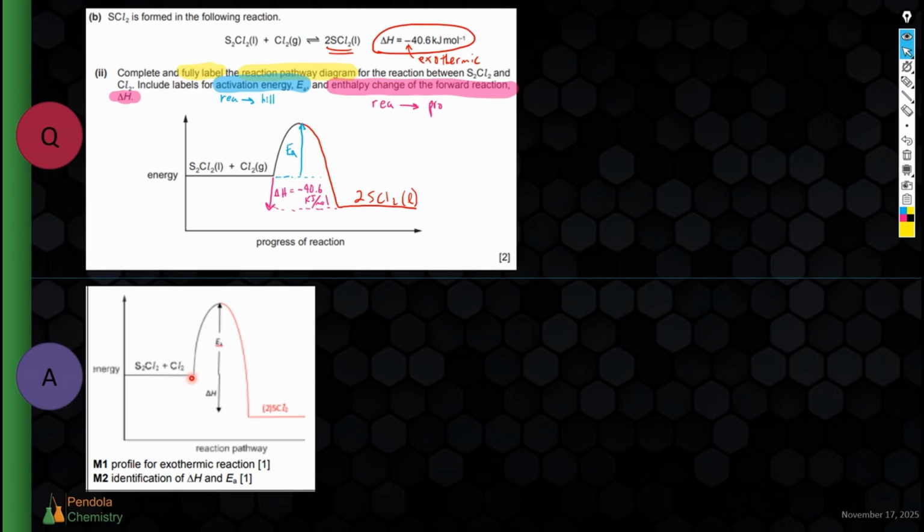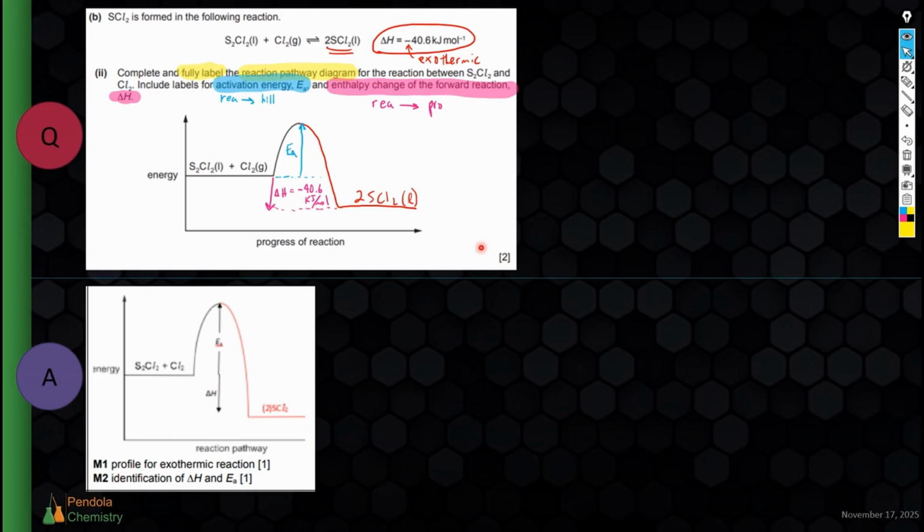It's fine. And then the activation energy is from the reactants up to the hill, and we have a label as EA. The enthalpy change is from the reactants down to the products. Again, we have that label as delta H. I added a negative 40.6. Again, didn't need to, but that's fine.